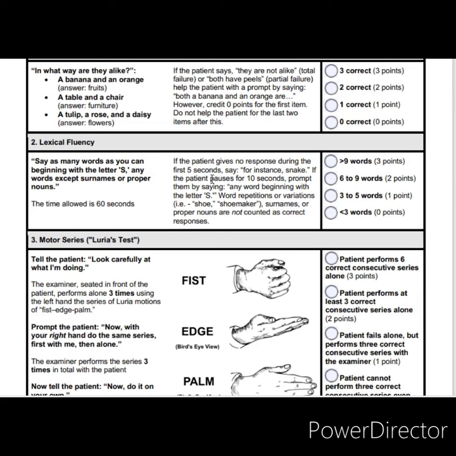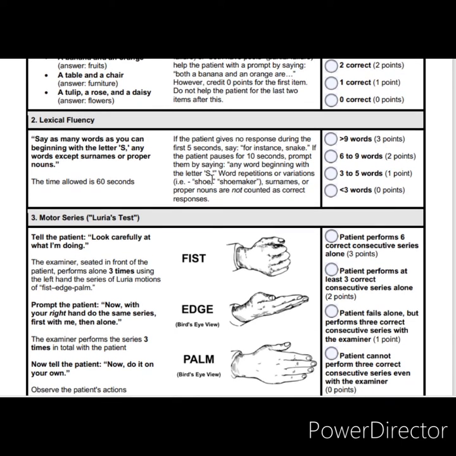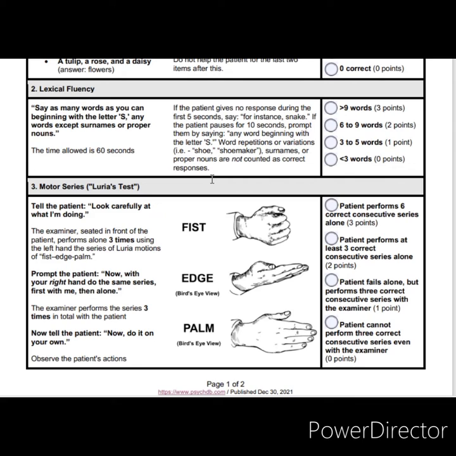You should make the patient understand that he should not repeat words, or give a variation of a single same word, and proper nouns are not counted as correct answers. The time allowed to give the response is 60 seconds. For example, if the patient gives no response during the first 5 seconds, or the patient pauses for 10 seconds, prompt them by saying, give any word beginning with the letter S.